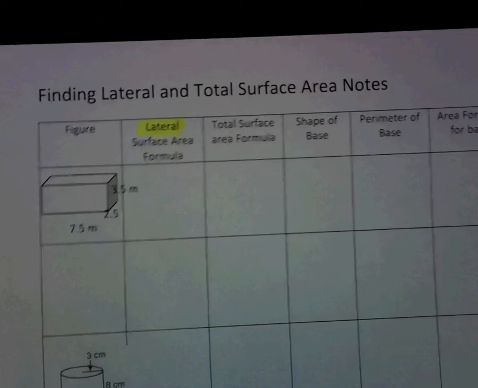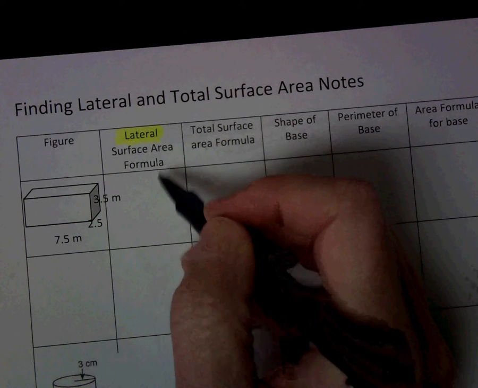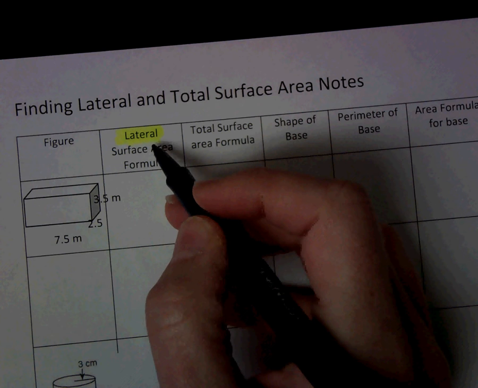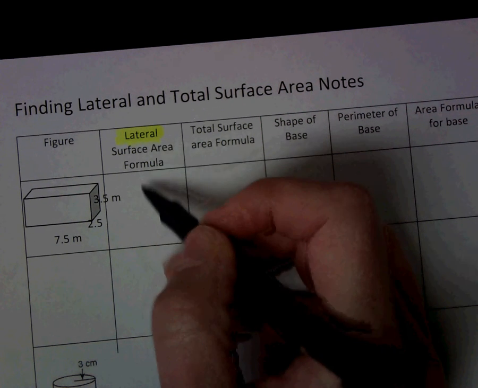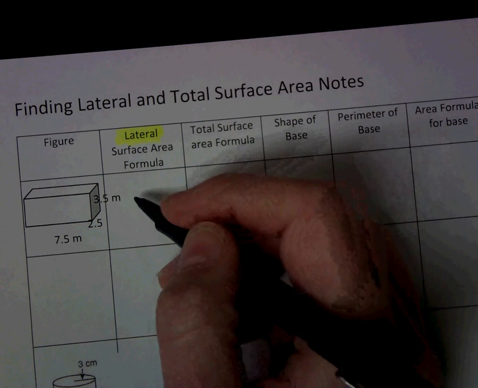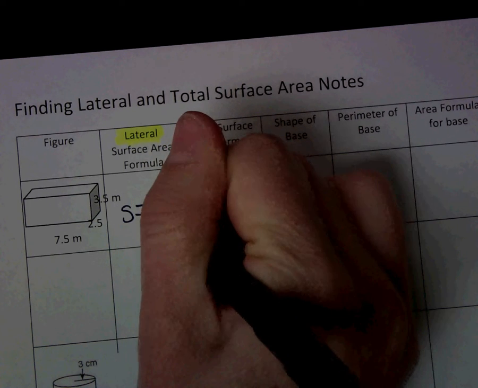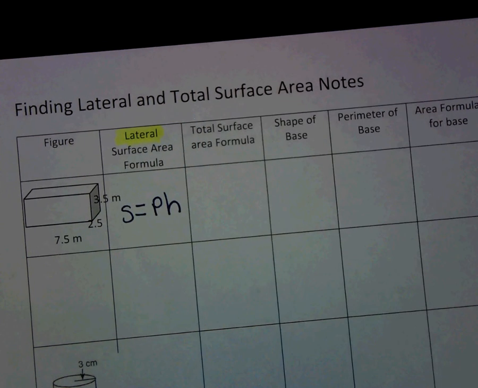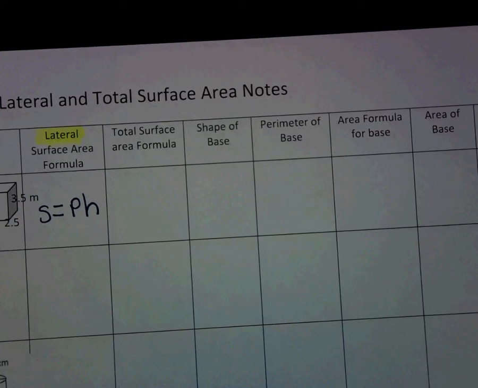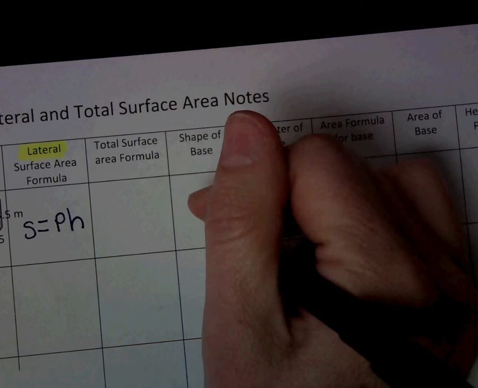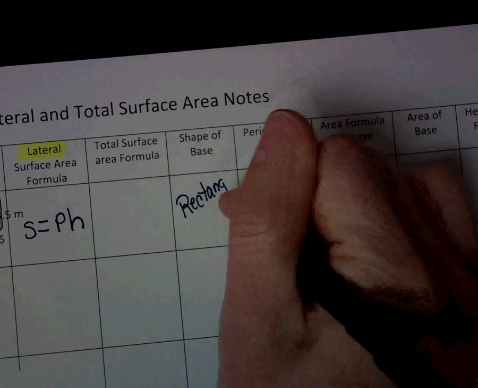Okay, so our first figure is a rectangular prism. I want you to look on your formula chart, find surface area, see where it says lateral, and go down to prism. Because it's a rectangular prism, remember there's one formula. It's simply S equals PH. We're not going to fill in total surface area right now. What shape is our base? Our base is a rectangle.